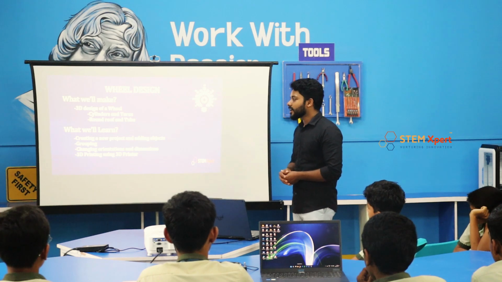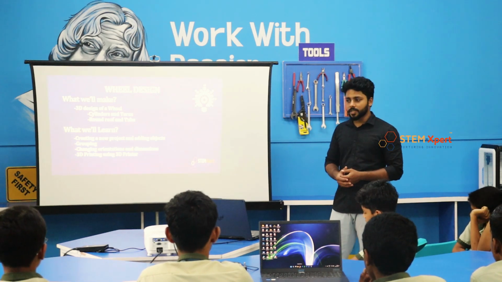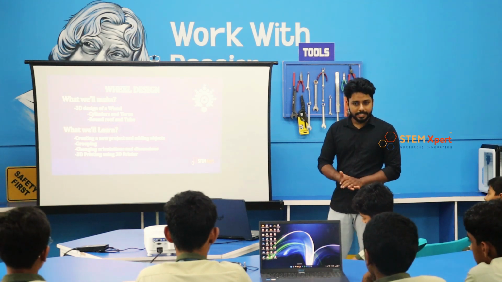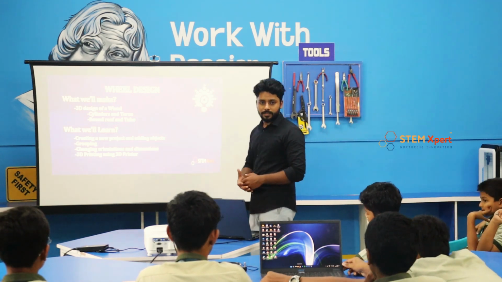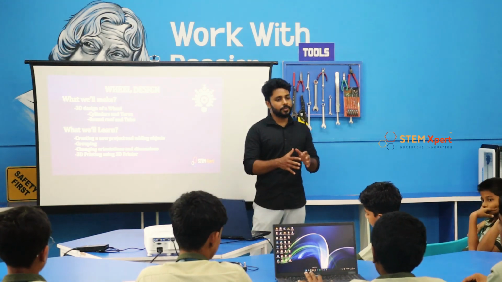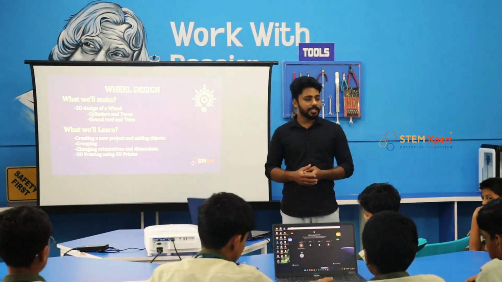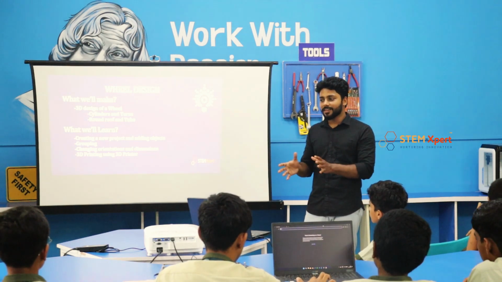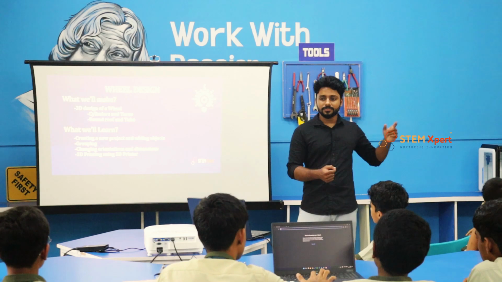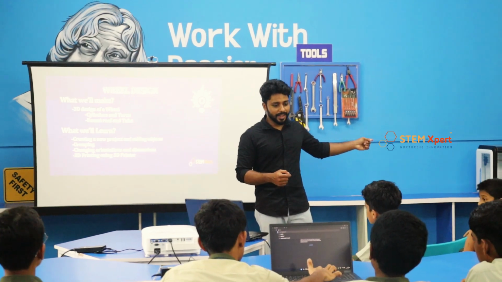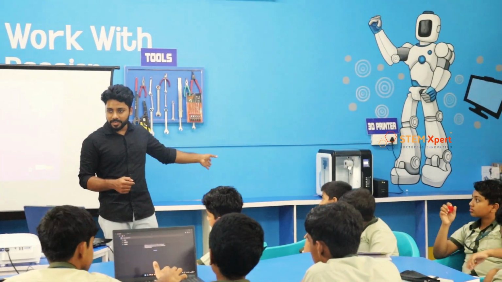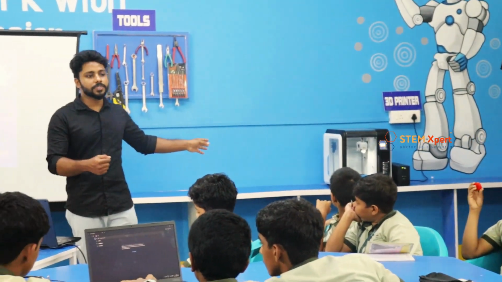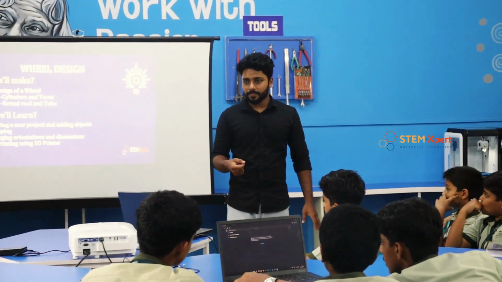Here we will be starting a new project and we will be adding the objects that are necessary to the design, and then we will group it, we will align it, and in the final output we will have a design of a wheel, and that particular final design will be going into our 3D printer. We will have a 3D printer in our lab and we will be using the 3D printer for printing the object that we are making.